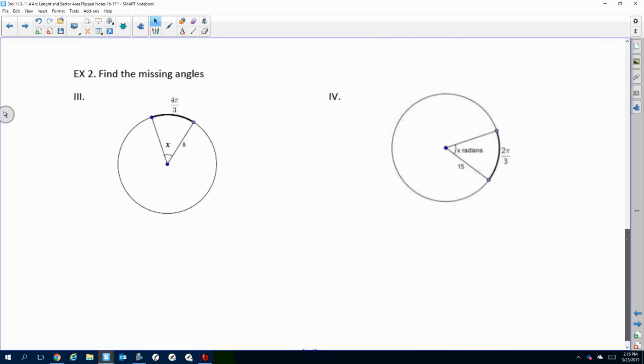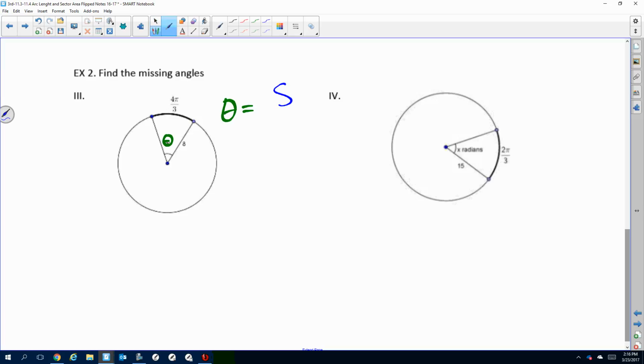All right, and then on number 3, now they want us to find the missing angle. So now you have to work backwards. When we're trying to find the angle, they're referring to that theta. So to get to that theta, this is when we take the arc length, the S, and divide it by the radius, the R. So our arc length in number 3 is 4 pi over 3, okay? And the radius, I believe it's 8, so we're going to divide that by 8, and that's going to get us to our theta, to our angle.